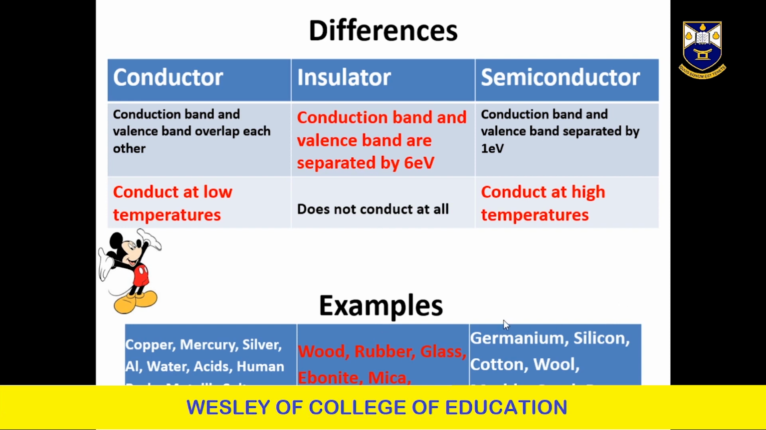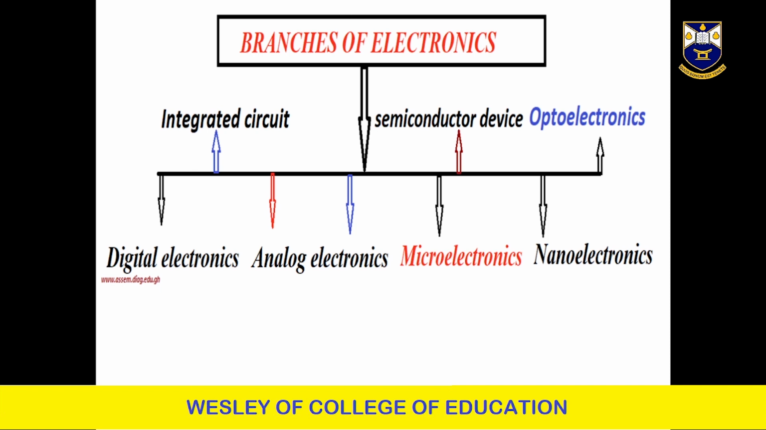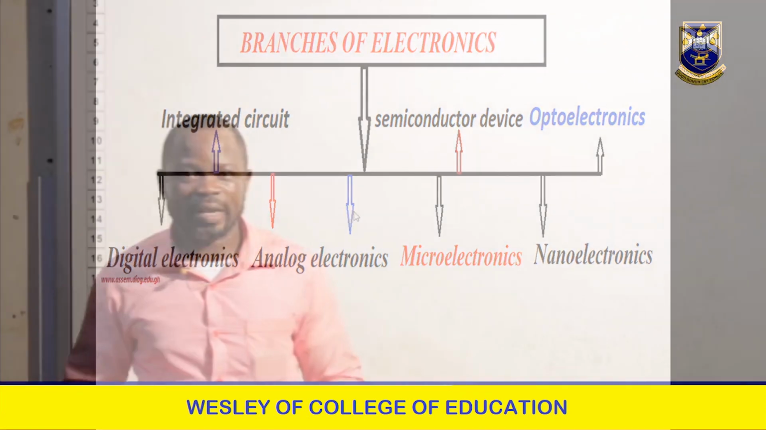When you study electronics, there are several branches that you can delve into, and they include: one, integrated circuit electronics. You can do semiconductor device electronics. You can do what we call optoelectronics. You can do digital electronics, analog electronics, microelectronics, and nanoelectronics. So these are the branches, so many avenues that you can delve into once you study electronics. And these are very lucrative areas that students would want to explore.